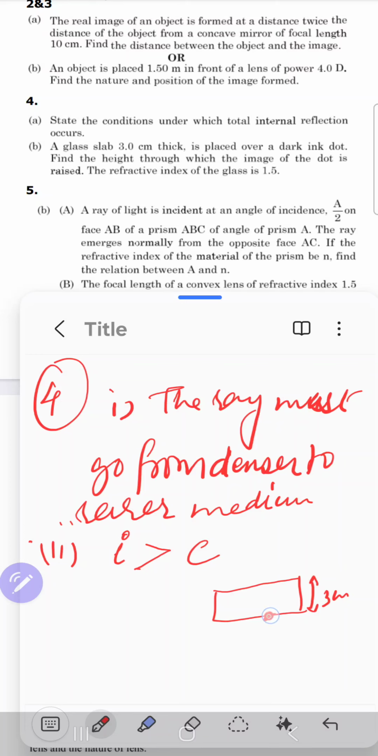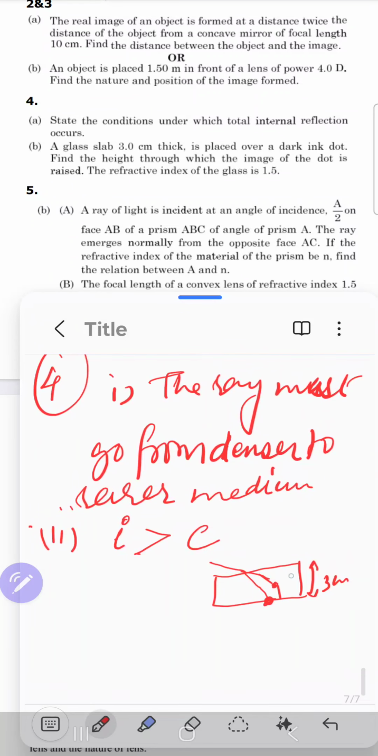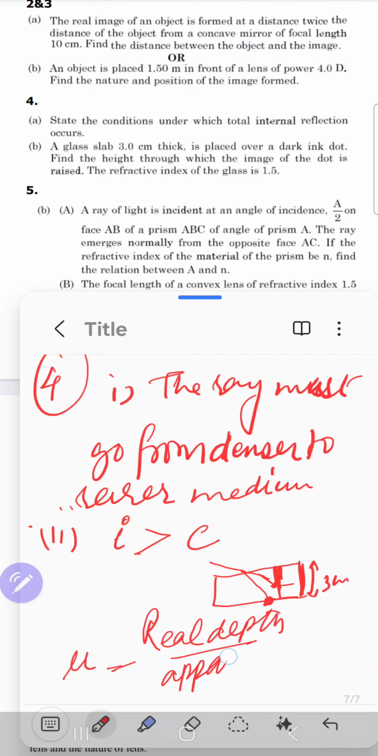Now you see, if the dot is lying here, because of the refraction, this dot would appear here at this point. So through what distance this dot has been raised, this we have to find out. So the relation between the real depth, here 3 centimeter, and the apparent depth which is appearing to us: refractive index is real depth over apparent depth.